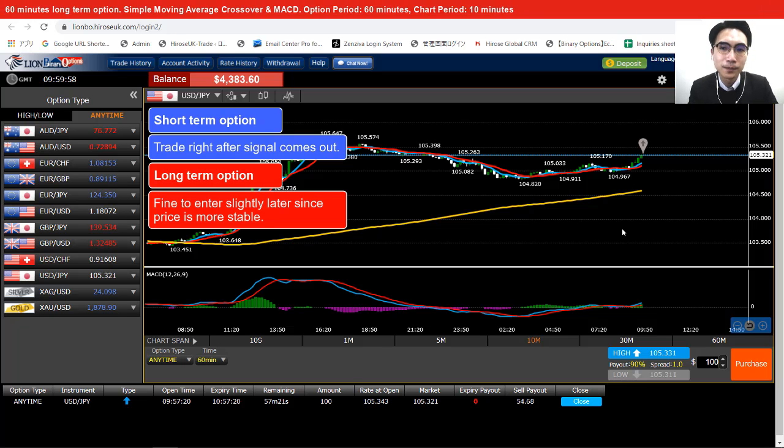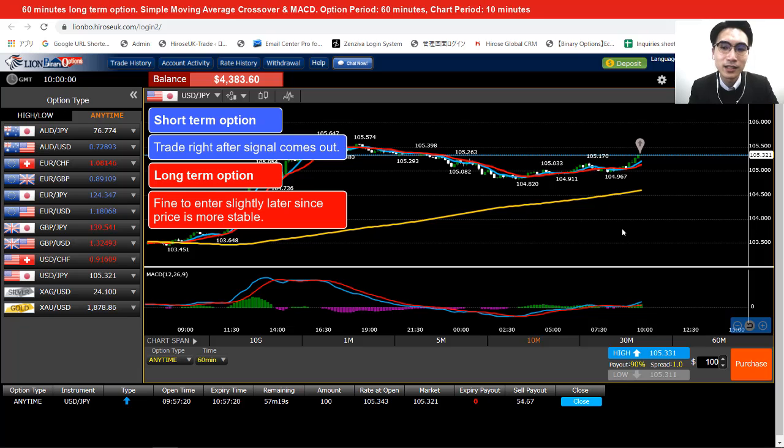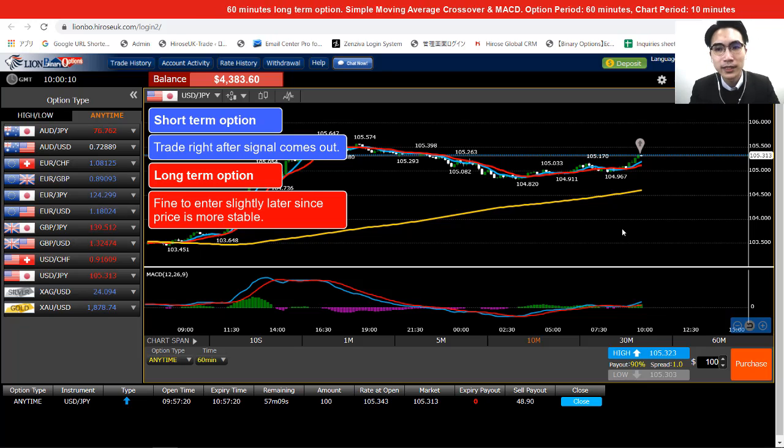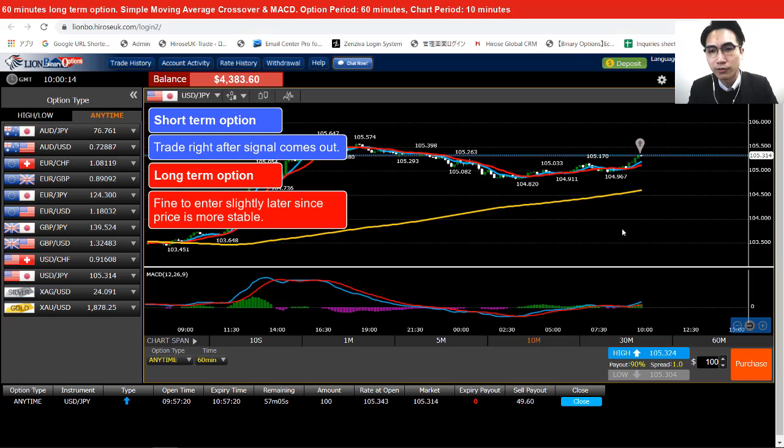If you miss the moment when they cross over, you can actually still place a trade a few candlesticks after the signal comes out, and that is still a profitable chance for you. So that's the first advantage. You don't need to rush if you trade with a long-term option like this.